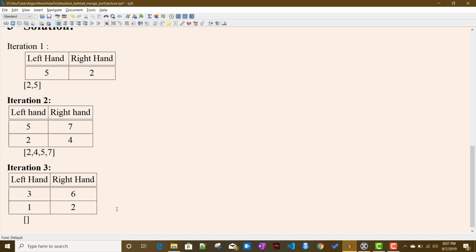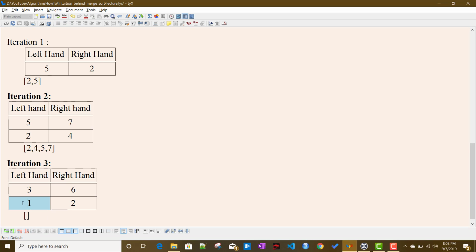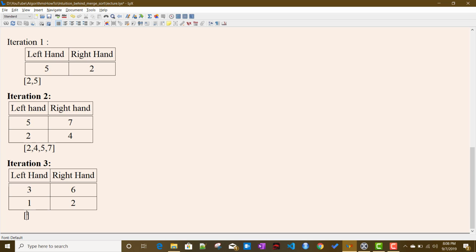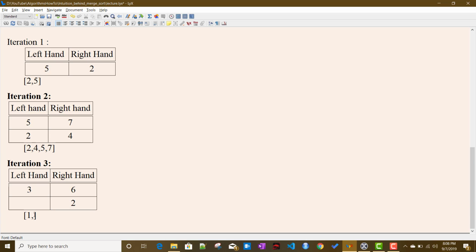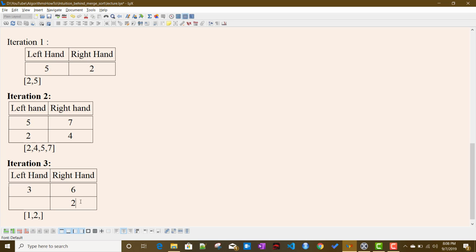We need to have our final array over here, right? So we will start with the bottom portion of the left hand and the bottom portion of the right hand again. So between this 1 and 2, which one is the smaller? 1 is smaller, so 1 I will write it over here. I will remove 1 from here. Okay, so in our right hand currently we have 2, correct? Now in our left hand I have to choose something, so I'll choose 3 over here. Now which one is smaller? 2 is smaller, right? So that means 2, I'll be writing it over here. Okay, so 2 is gone.